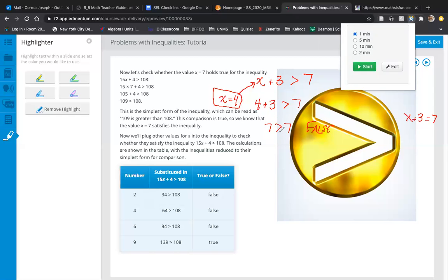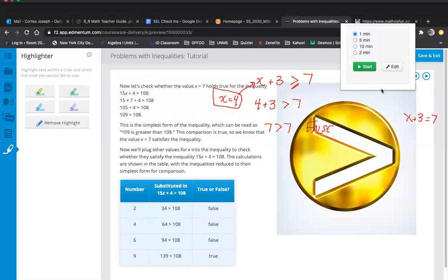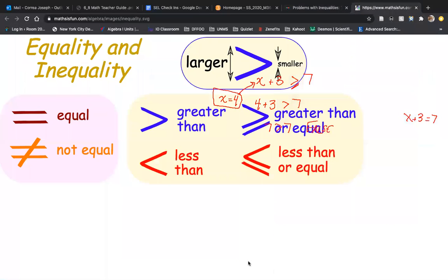So for special cases like this, we do actually have a different inequality. If this changed from this sign to this sign, the greater than sign with a line under it, now it would be a true statement, because this sign means greater than or equal to. So again, let me just show that slide that I showed you at the beginning of the lesson right here.